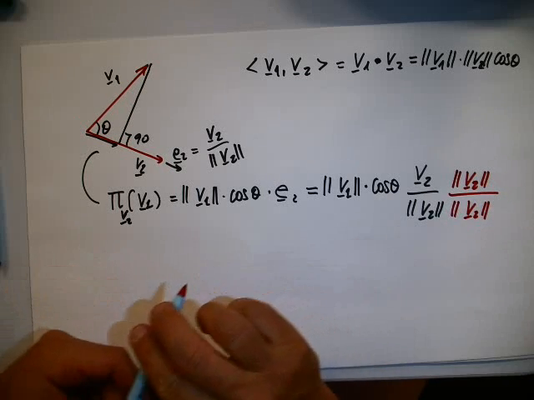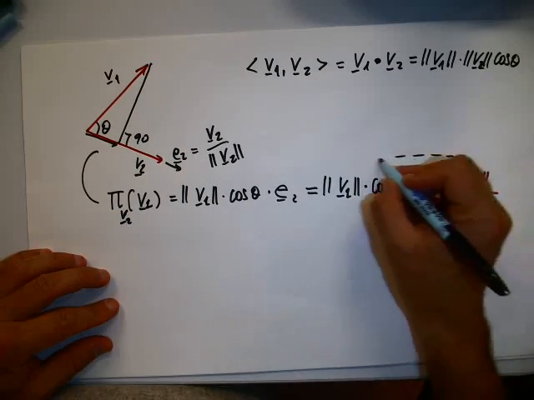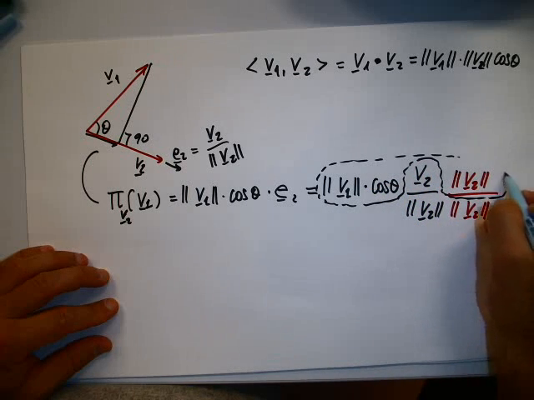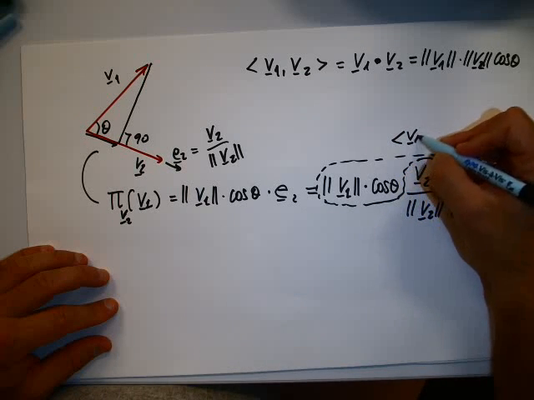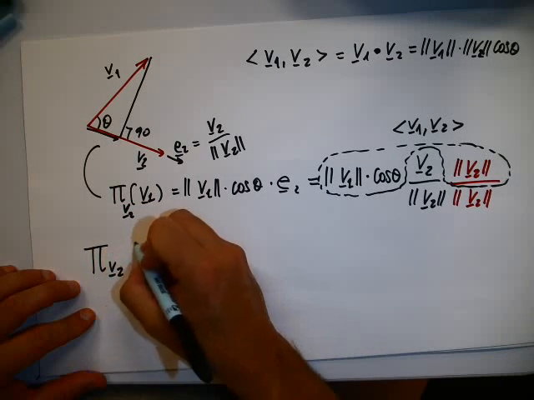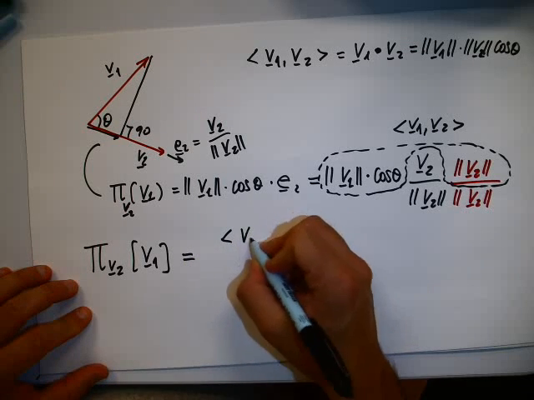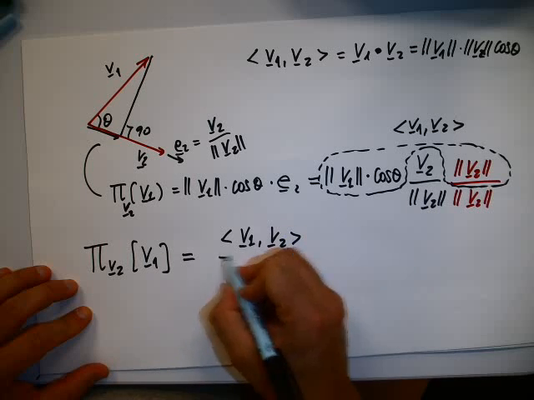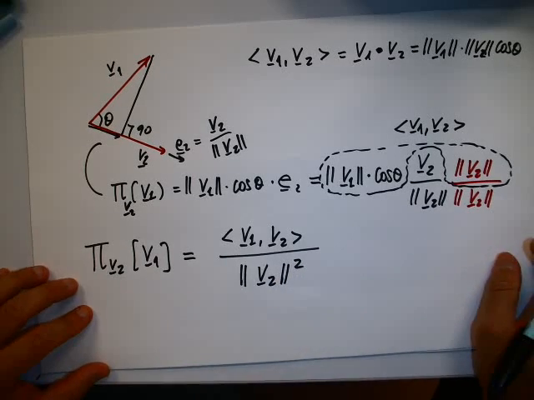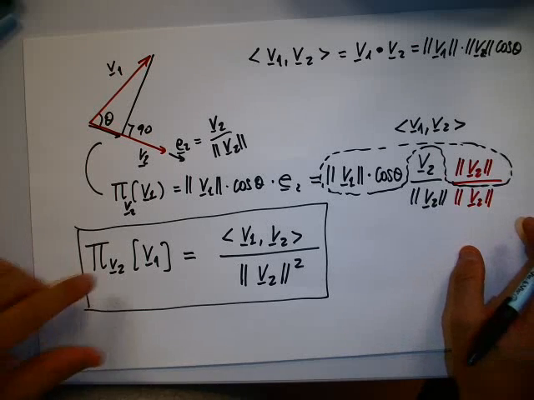So nothing changes. However, now we know what this is. All of this is basically V1 dot V2. So I can write the projection of V1 onto V2 as the dot product between the two vectors divided by the length of V2 squared. Okay? And this is a very general formula, of course, that allows me to compute this projection.